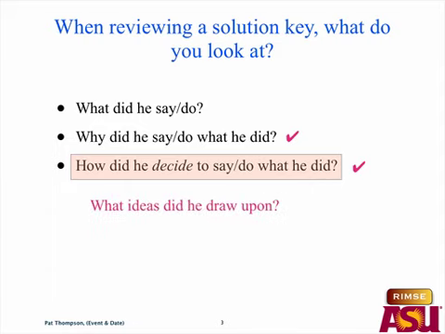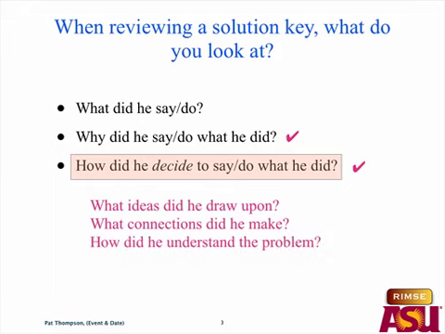What ideas am I drawing upon in the solution? What connections am I making of these? This whole semester we've been building all these building blocks, and many of these problems draw upon different things. The coherence of ideas. Okay? How did I understand the problem? These are the kinds of questions you want to ask yourself as you're reviewing and trying to fine-tune your thinking and understanding of things as you're reviewing solution keys. Okay, any questions about that?